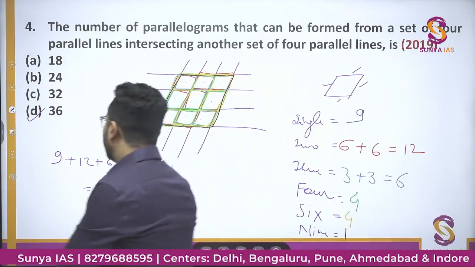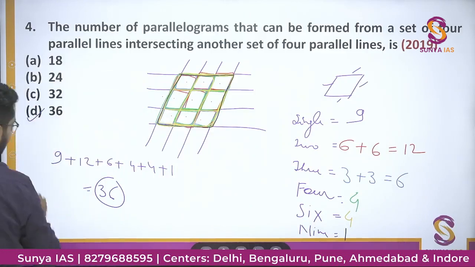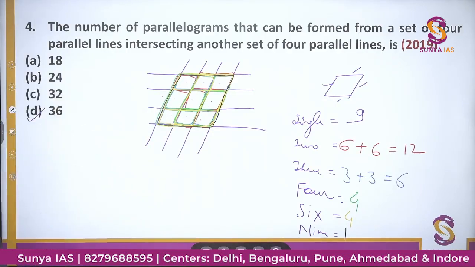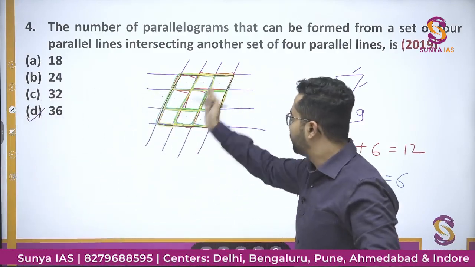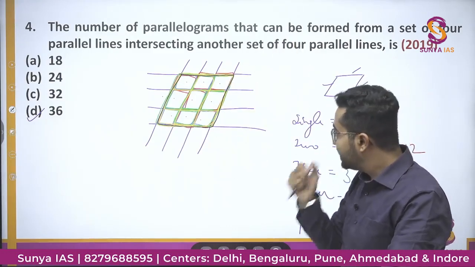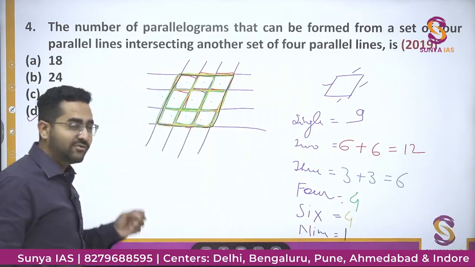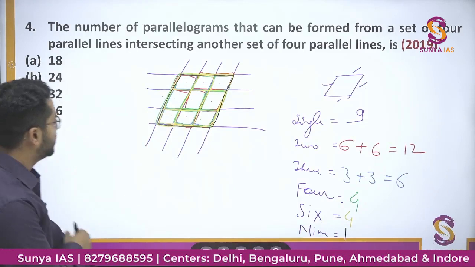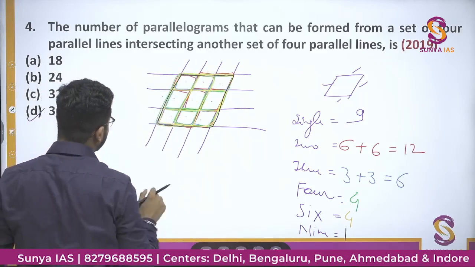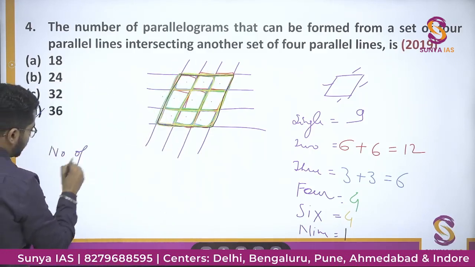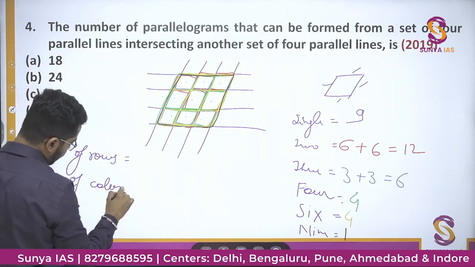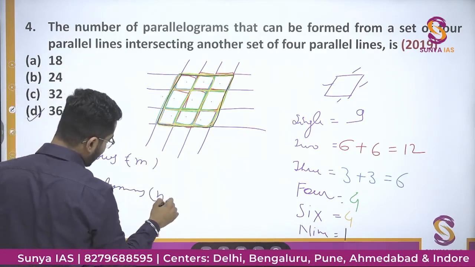Now, I want to tell you one formula for this. If exactly same question is given, ki 4 parallel lines hai, unko intersect 4 parallel lines kar rahi hai, or 4 parallel lines unko 3 parallel lines intersect kar rahi hai, 5 parallel lines hai, 4 parallel lines intersect kar rahi hai, something like that. And then they ask how many squares or rectangles are getting formed, how many parallelograms are getting formed. Then there is a formula that after this intersection, you count the number of rows and the number of columns. We call this M, we call this N.